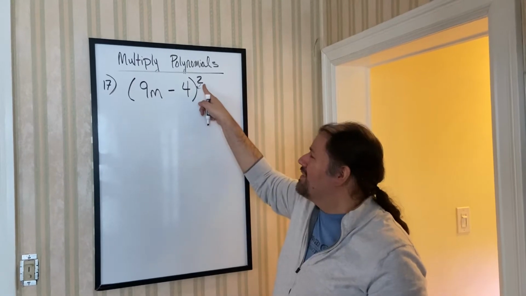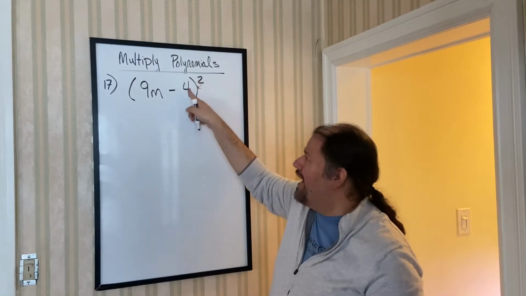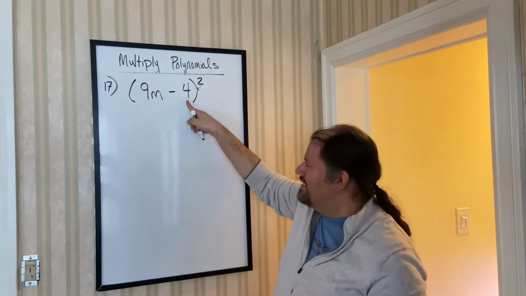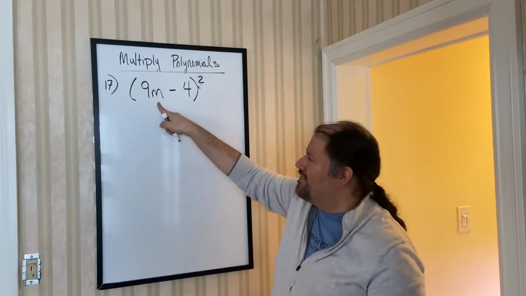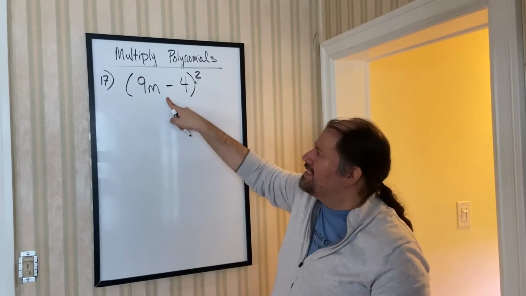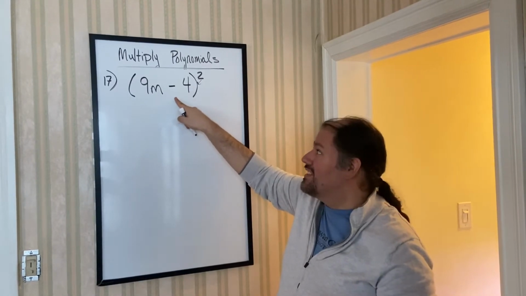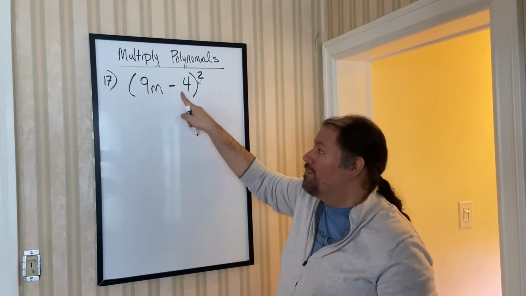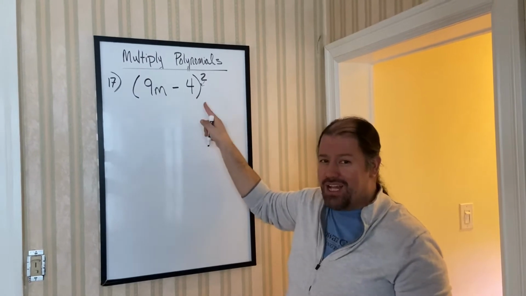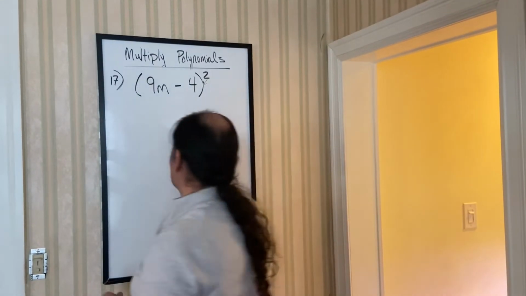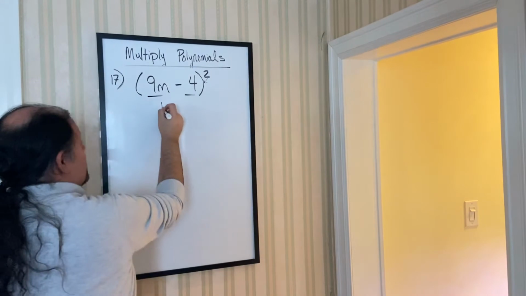Now some of you might be saying, well, can I do this as the power rule? Can I just say that's 16 and that's 81m squared? Because this is a binomial, you are not allowed to do this as the power rule. Power rule only works with monomials. Okay, so make sure you realize that this is a binomial.